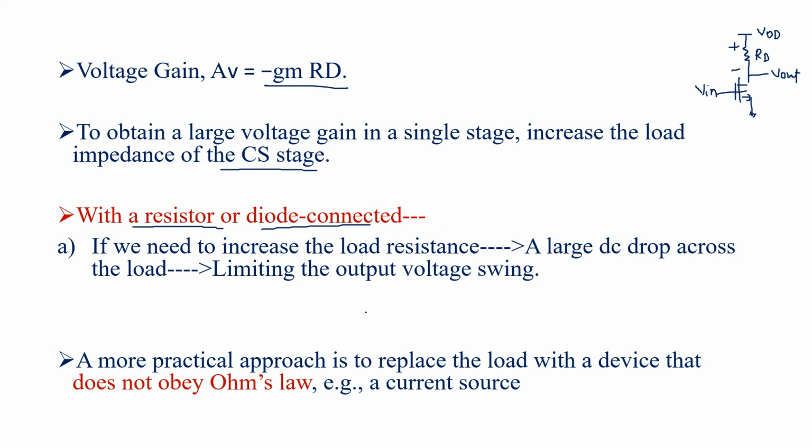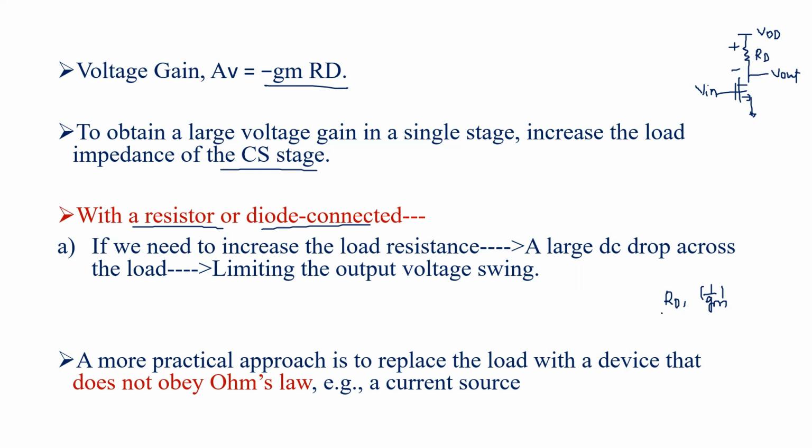Now, when we cannot use RD with a large value, we need to replace the RD completely with a MOSFET. So what is the problem here? If we have RD only, or the diode connected device, then with increasing value we are getting more drop across it. It means it is following Ohm's law here. This diode connected device, if it is a diode connected device, will offer 1 upon GM, or maybe some other value.